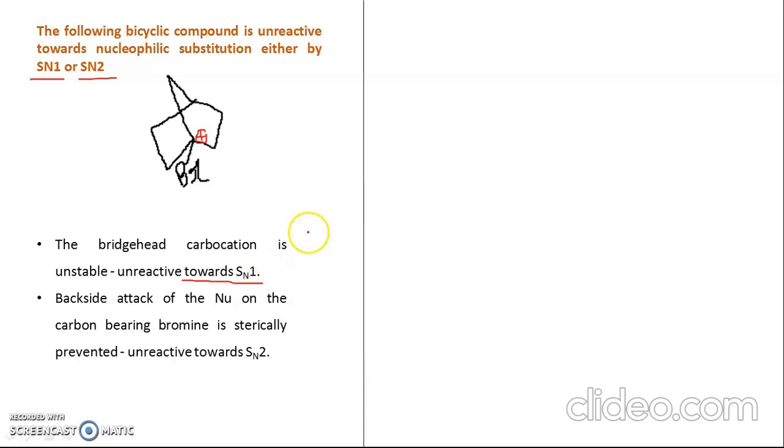Now what is the problem in the SN2 mechanism? For SN2, the nucleophile will attack from the opposite side of bromine, that is our leaving group. That is also sterically very problematic. The backside attack of the nucleophile on the carbon bearing the bromine atom is sterically prevented. So that is the reason the SN2 mechanism is also not possible for this structure.